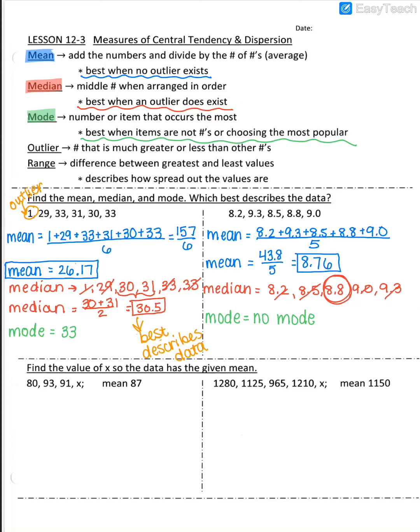And also, none of my numbers repeat, so that means that we don't have a mode. And there are times when you won't have one, and that's perfectly okay. So we're just not going to mess with the mode.